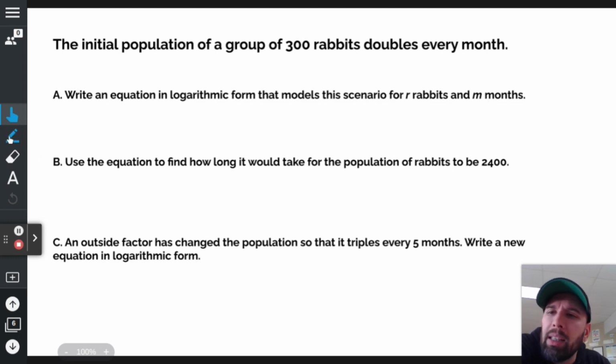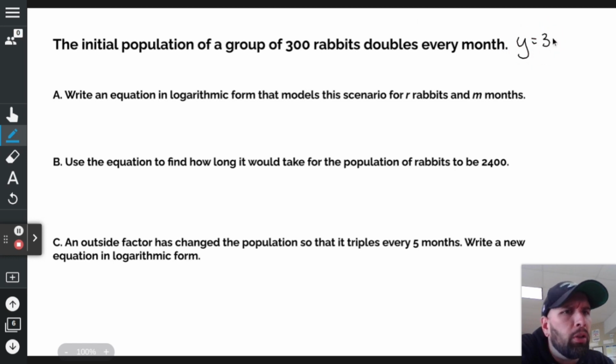Okay, so this is what I'm going to do. I'm going to start out by writing this out as an exponential function. So y equals, you start out with 300. So, remember, exponential form is your initial guy times whatever your ratio is to the x power.